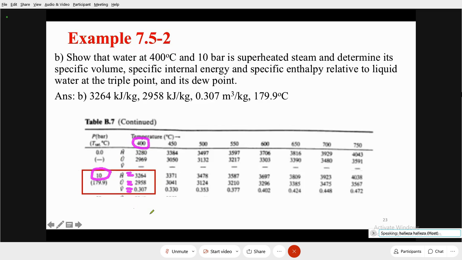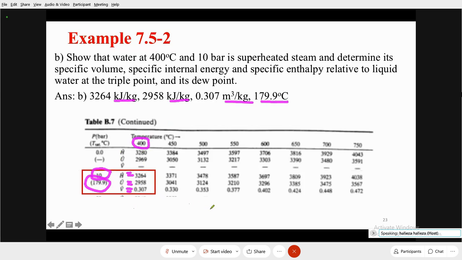The unit for your internal energy is kilojoules per kilogram. The enthalpy is also kilojoules per kilogram. The specific volume is meter cubed per kilogram, which is written inside here. And the dew point is that value. That's the dew point when it is saturated vapor. So everything is there. You don't even need to calculate anything.